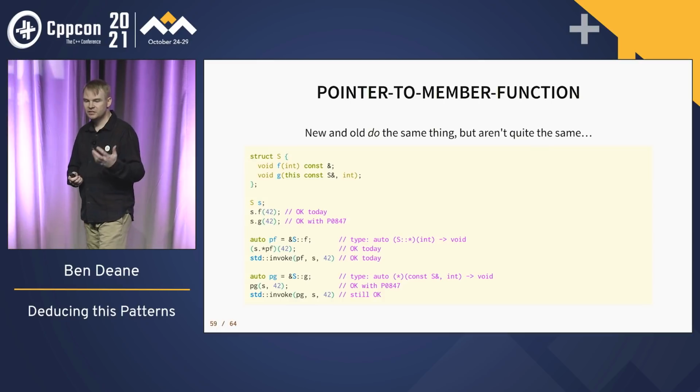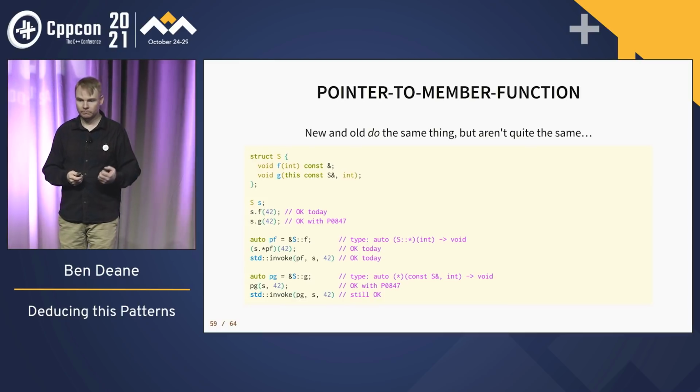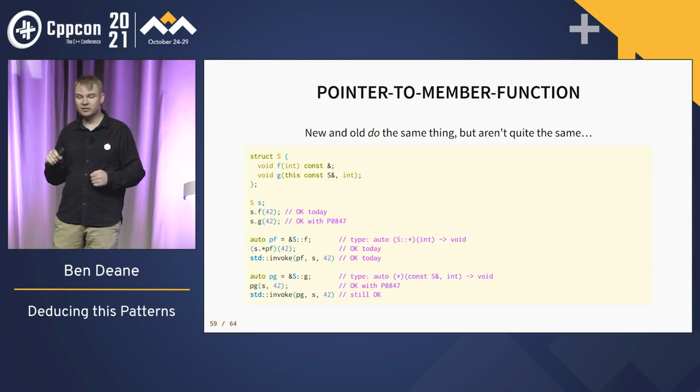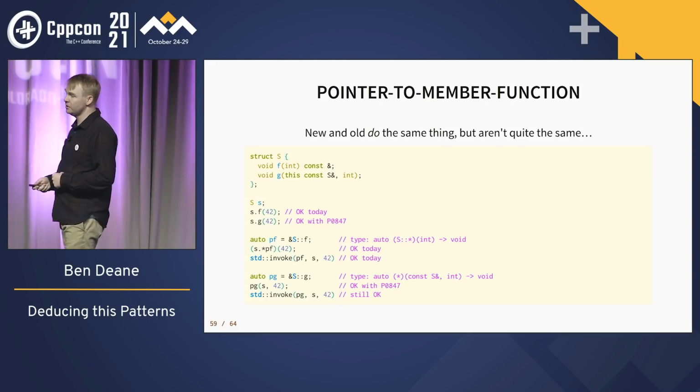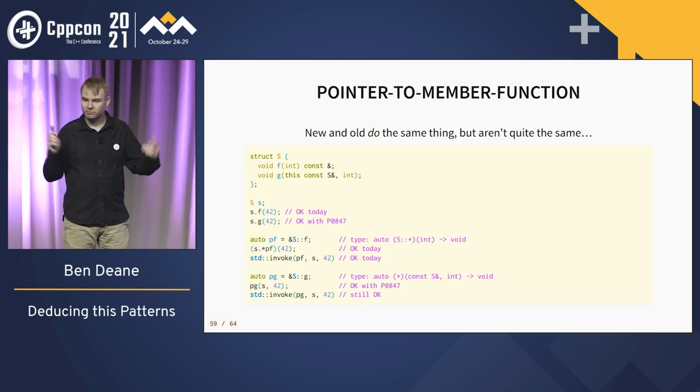When we take a pointer to F, we get a member function pointer type, right? And we can call it with the member function dot star syntax, or we can call it by passing it to std::invoke. That's true today. That's been true since C++98, I think.